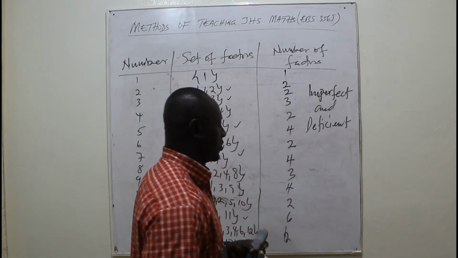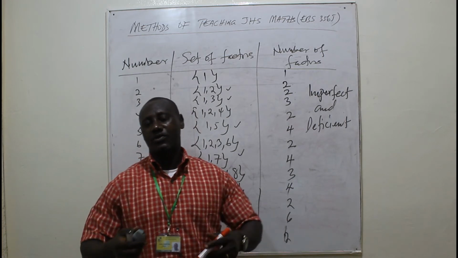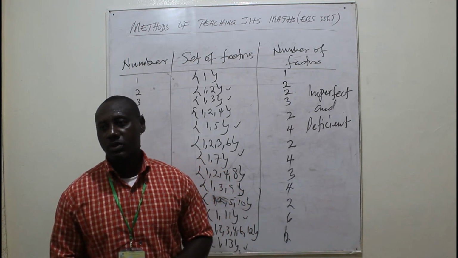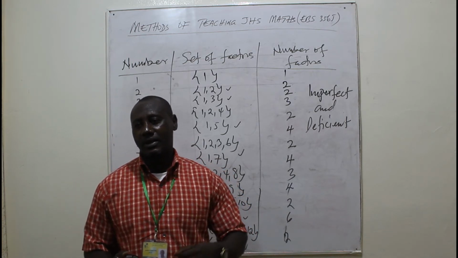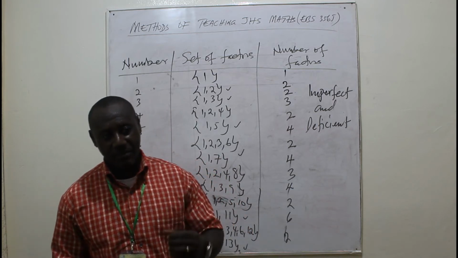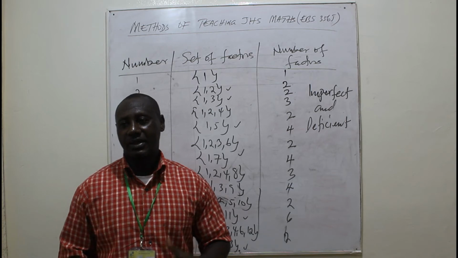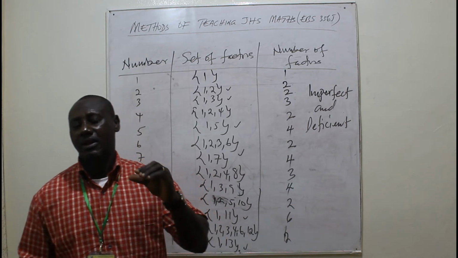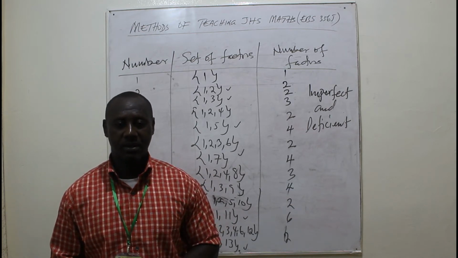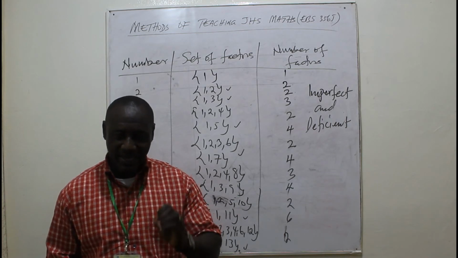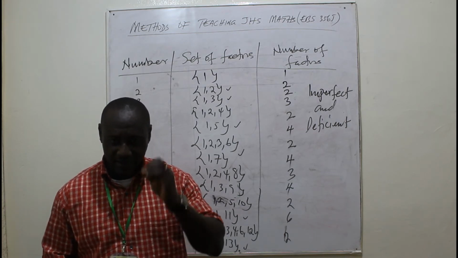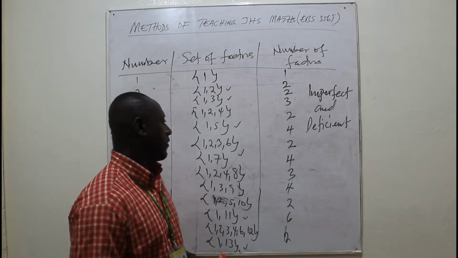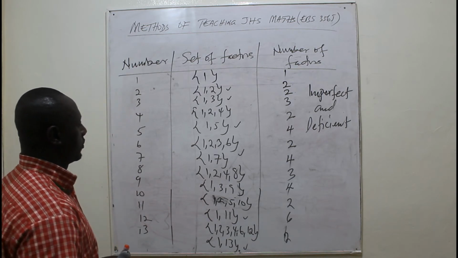Imperfect and deficient. So we are saying that when you sum up the proper factors of a number and the result is not more than the number itself, or the sum is less than the number itself, then that number is an imperfect or deficient number. If the number is greater than the sum of its proper factors, then that number is an imperfect and deficient number.